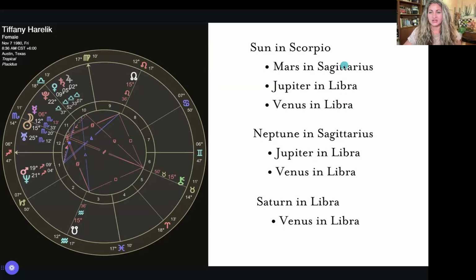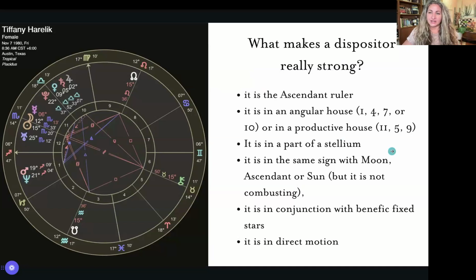Mars is in Sag, Jupiter's in Libra, Venus is in Libra. And the same thing with Sagittarius. If you started with either Mars or Neptune, both in Sagittarius, it would lead you back up to Jupiter because Jupiter rules Sagittarius, right? If you started with any of the planets in Libra, it would take you back to Venus in Libra. Okay. So is there anything that makes a dispositor really, really strong?